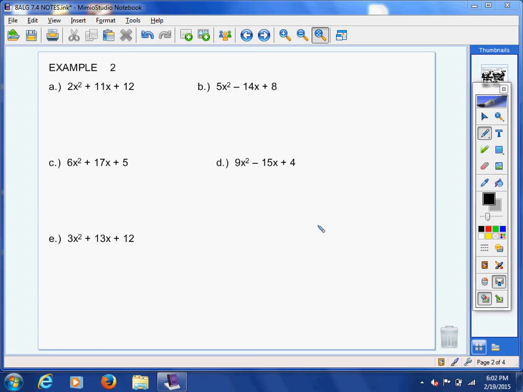7.4 example 2 is very similar to what I showed you in example 1. I am not going to show you any other strategies other than what I showed you. I just really feel like what I showed you is the easiest way to get there.